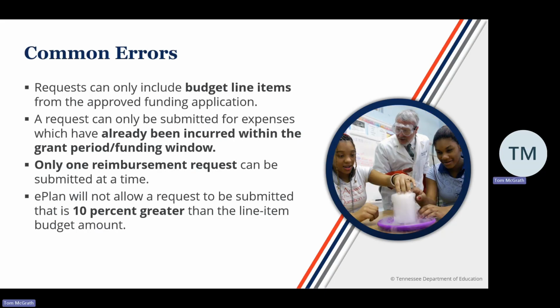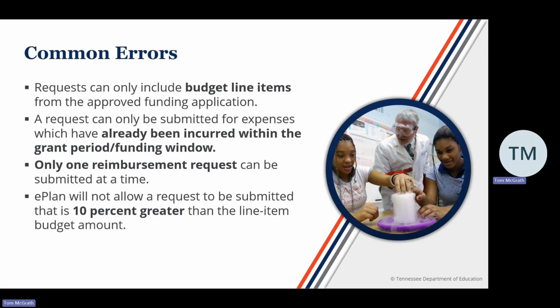Before diving into the process, here are some common errors to keep in mind. First, requests can only include budget line items from your approved funding application. If you'd like to have additional expenses reimbursed that were not in your original funding application, you'll need to complete a revision to your funding application first. The key point, if it's not in your approved funding application, it shouldn't be included in your reimbursement request.